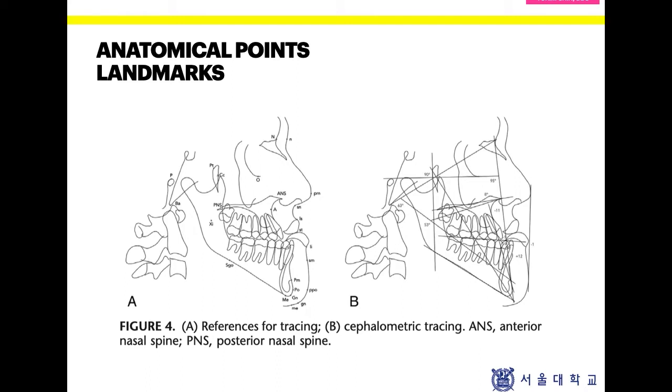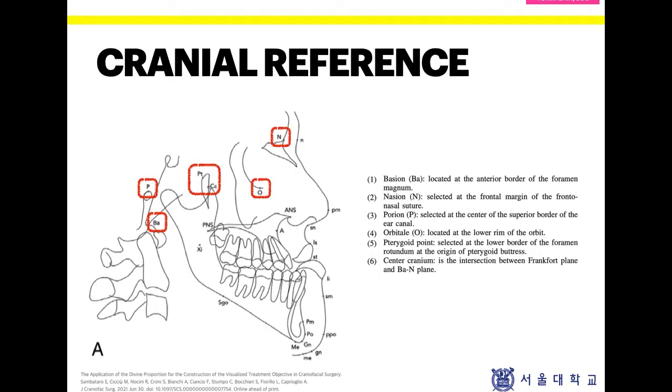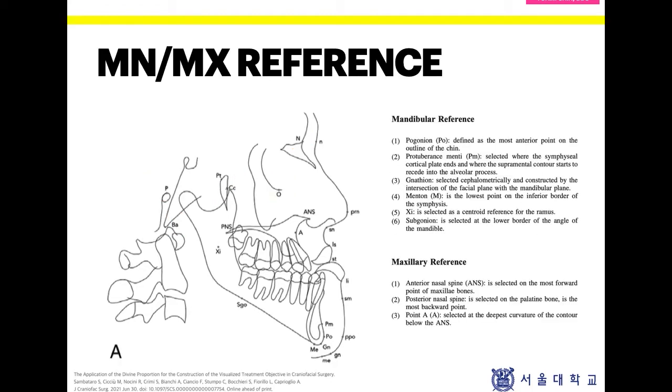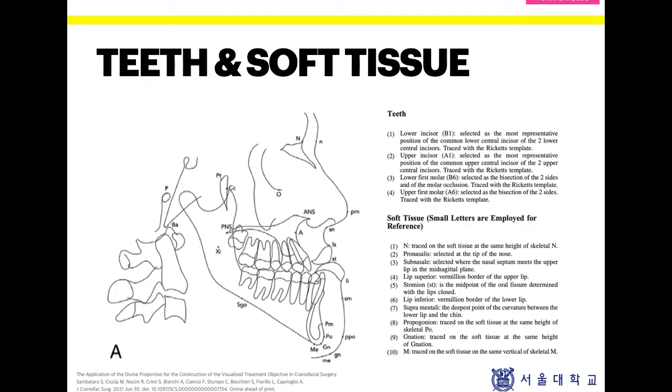So let's look at Figure A, reference for tracing. Figure B, cephalometric tracing. The cranial reference contains 6 of them: basion, nasion, porion, orbitale, pterygoid point, and center of cranium. There are mandibular and maxillary references to look at. Mandibular reference has 6 components: pogonion, protuberance menti, gnathion, menton, xi, and suprapogonion. Maxillary reference contains 3 components: anterior nasal spine, posterior nasal spine, and point A.